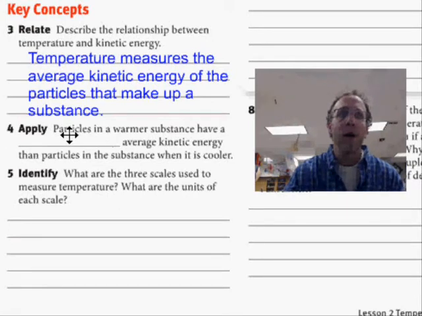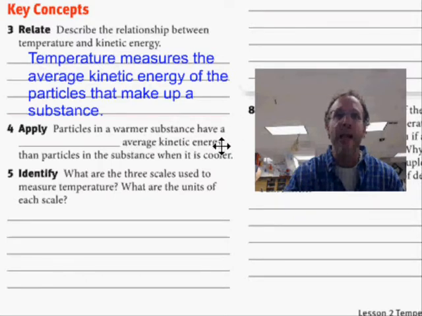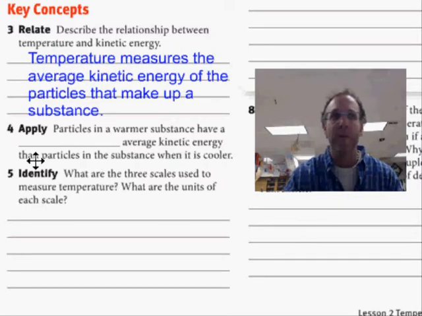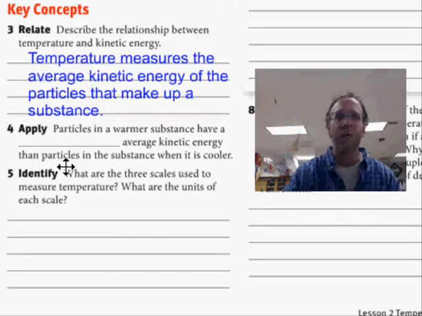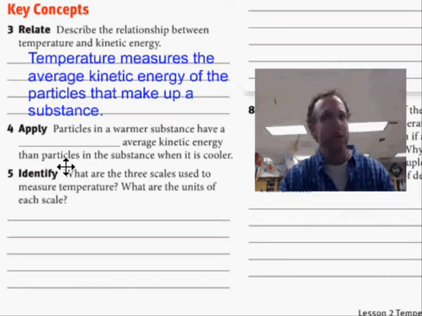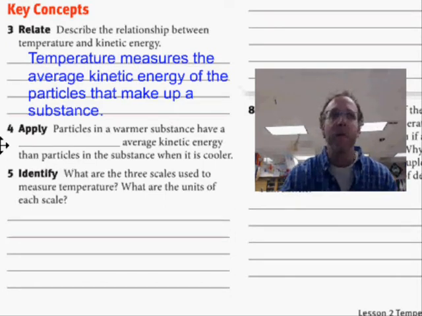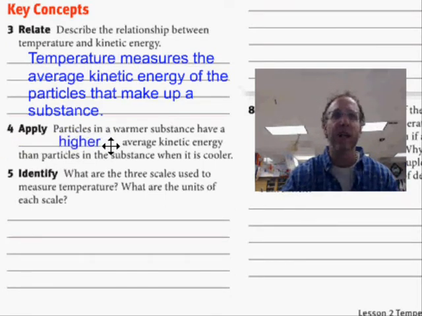Question 4, it's an apply question. Particles in warmer substances have a blank average kinetic energy than particles in a substance when it's colder. I kind of just talked about that. So if the room is warm versus the room being cold, let's think about how those particles are moving. We have a higher average kinetic energy when the room is warmer.